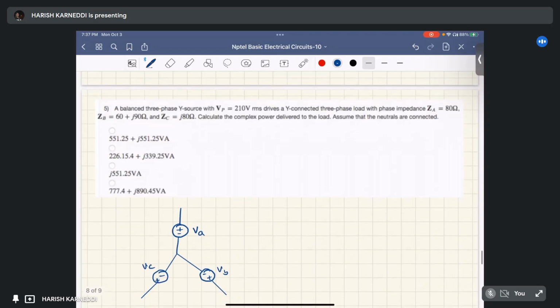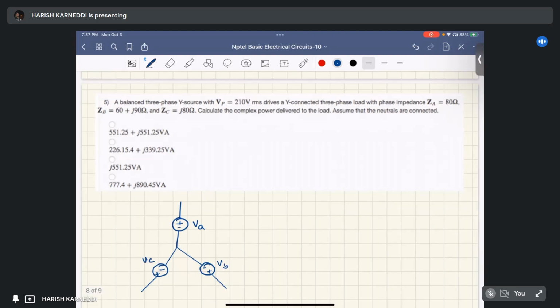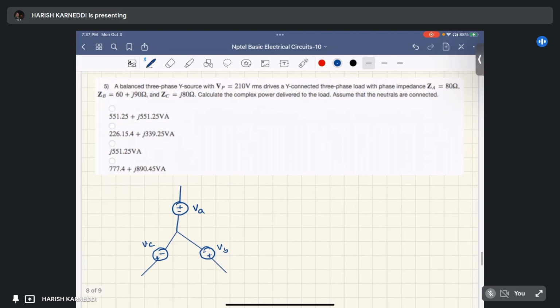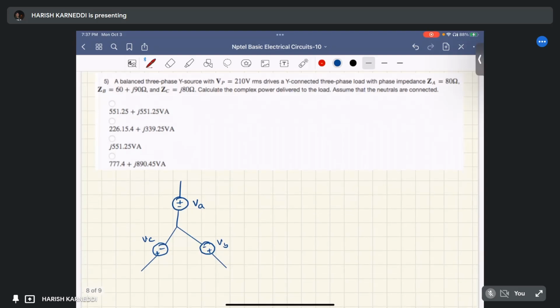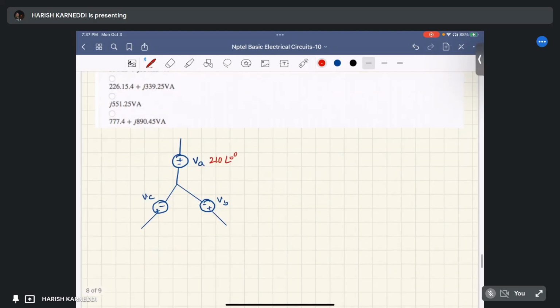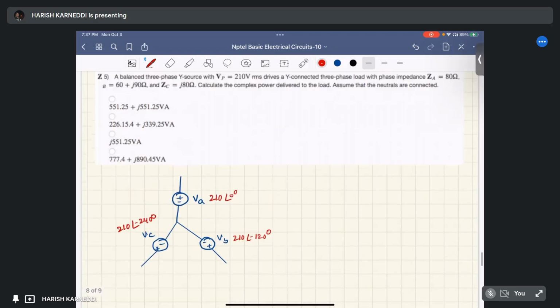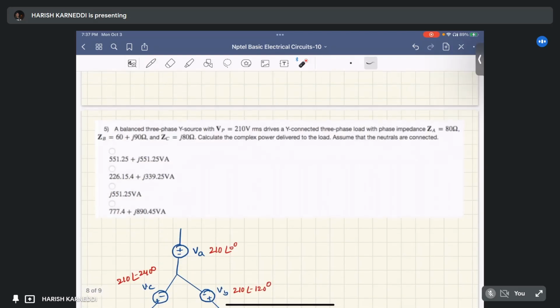This is balanced, with V phase equal to 210 volts RMS. VP means it is phase voltage. So VA is 210 at an angle of 0 degrees, VB equals 210 at an angle of minus 120 degrees. Why? Because it is a balanced source. He mentioned VC equals 210 at an angle of minus 240 degrees.